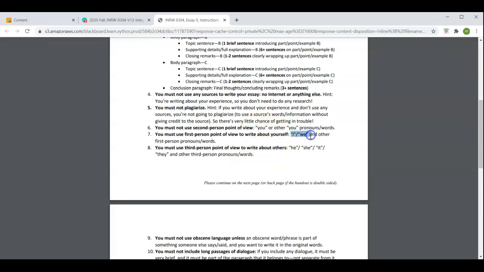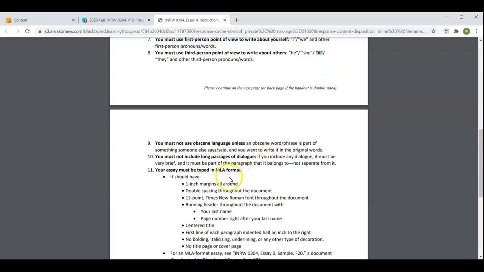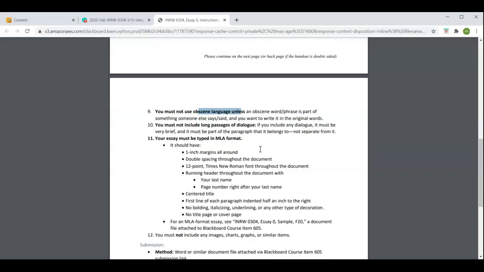Mostly you're going to use I. I like to do this, I like to do that. And third person point of view, a lot of it. Like, it is a very good instrument, right? Or tennis is a wonderful sport, right? That's third person, right? No obscene language unless it's absolutely necessary and there's no other way to write it, okay?